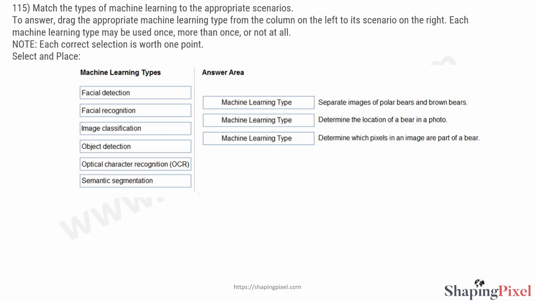So the right machine learning types are image classification, separate image of polar bears and brown bears. Object detection, determine the location of a bear in a photo. Semantic segmentation determines which pixels in an image are part of a bear.